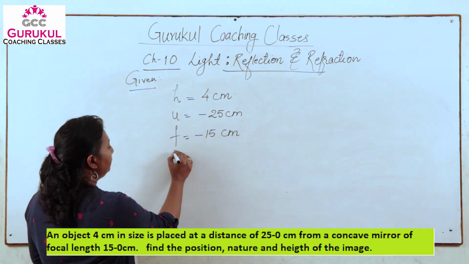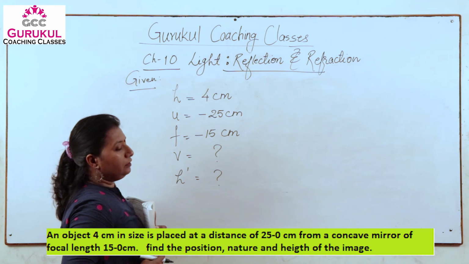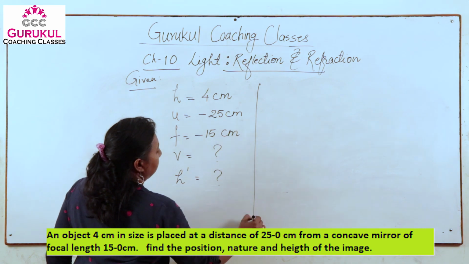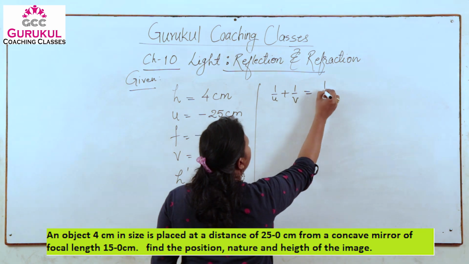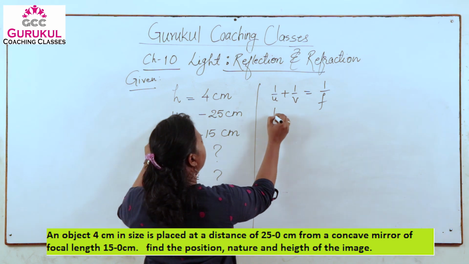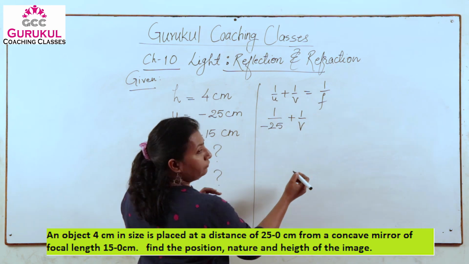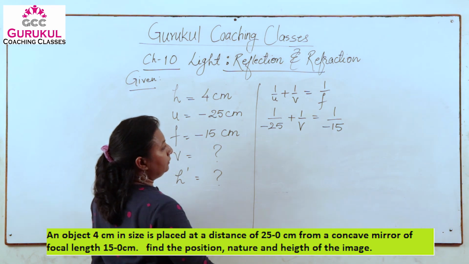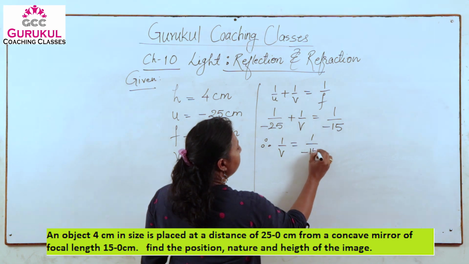Position means we have to find v, and we have to find h dash. So we will use the mirror formula: 1 by u plus 1 by v is equal to 1 by f. We will just put the values. u is minus 25, we have to find v, and f is given as minus 15 centimeter. Therefore 1 by v is equal to 1 upon minus 15.